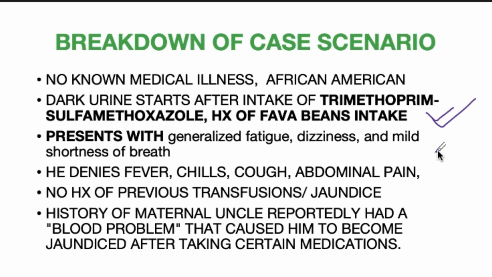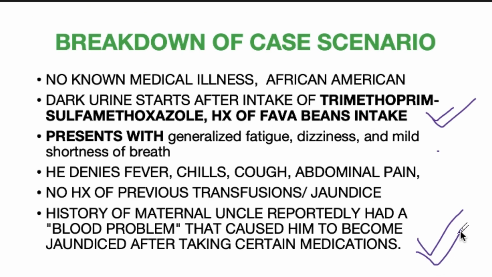The other risk factor is that Paul is a male patient, and we have already established that G6PD deficiency is much more common in males than females. Again, Paul also gives a family history of his maternal uncle reportedly having a blood problem that caused him to become jaundiced after taking certain medications. Let's take a dive into Paul's laboratory workup.